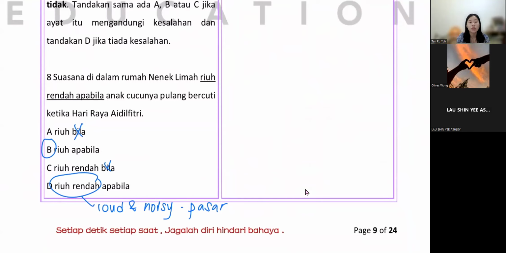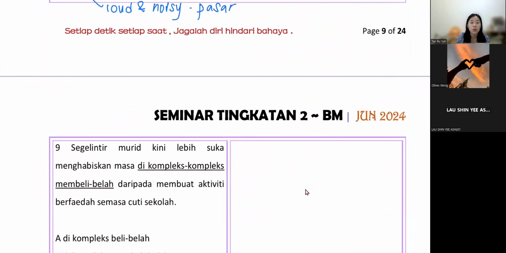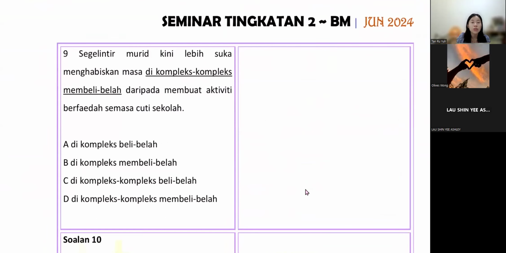Okay, now let's go for question number 9. Like 3, 2, 1, let's go. Question number 9. Segelintir murid kini lebih suka menghabiskan masa di kompleks-kompleks membeli belah daripada membuat aktiviti berfaedah semasa cuti sekolah. Ashley, what is your answer?